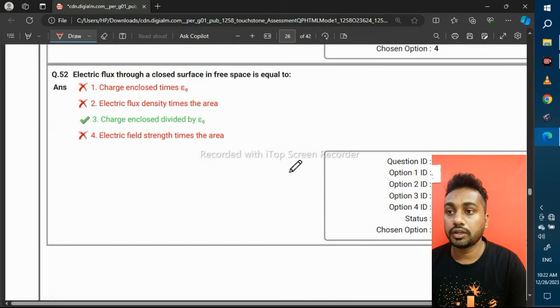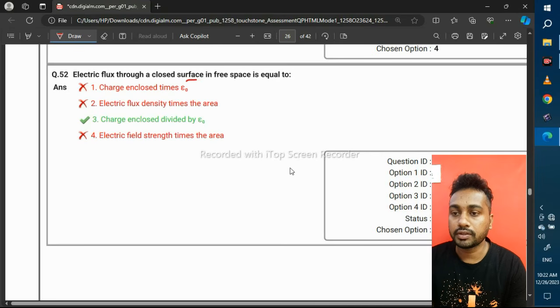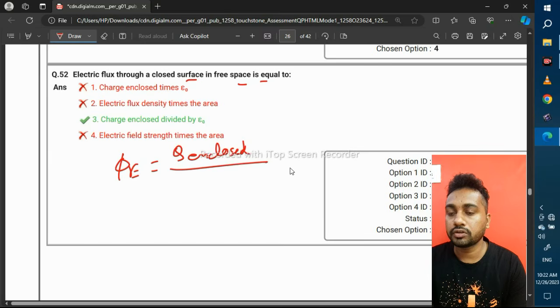Electric flux through a closed surface in free space is equal to, this is simple, again a formula they have asked. This is Q enclosed, charge enclosed, divided by epsilon naught. Okay, so option 3 is the right answer.